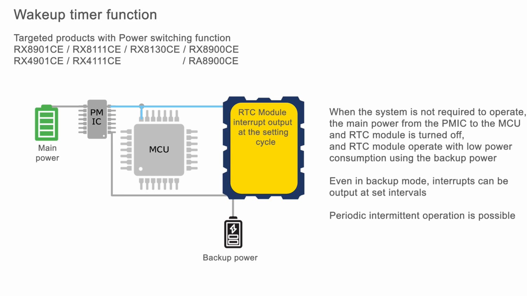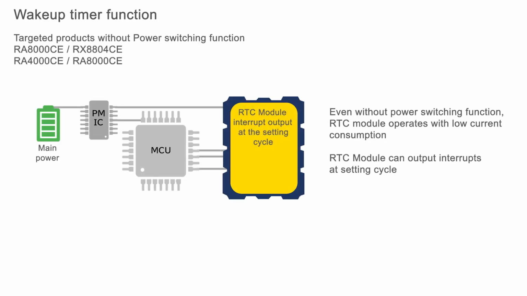After the required operation is completed, the main power supplied from the PMIC is turned off, the MCU is turned off, and the RTC module operates on backup power with low current consumption. In this way, periodic intermittent operation is possible. Even if the RTC module does not have a power switching function, it is possible to operate the RTC module at low current consumption, and output an interrupt to the MCU at set intervals.